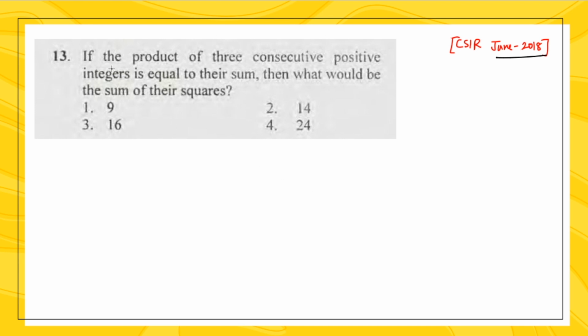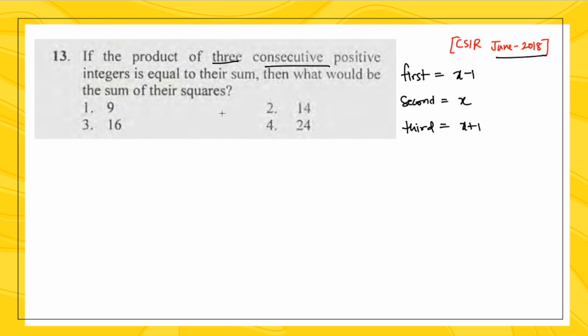It says if the product of 3 consecutive positive integers is equal to their sum, then what would be the sum of their squares? Now understand what they are telling. First of all, you need to have 3 consecutive positive integers, so let's first of all have them. I am considering the first integer as x minus 1, the second one as x and the third one as x plus 1.